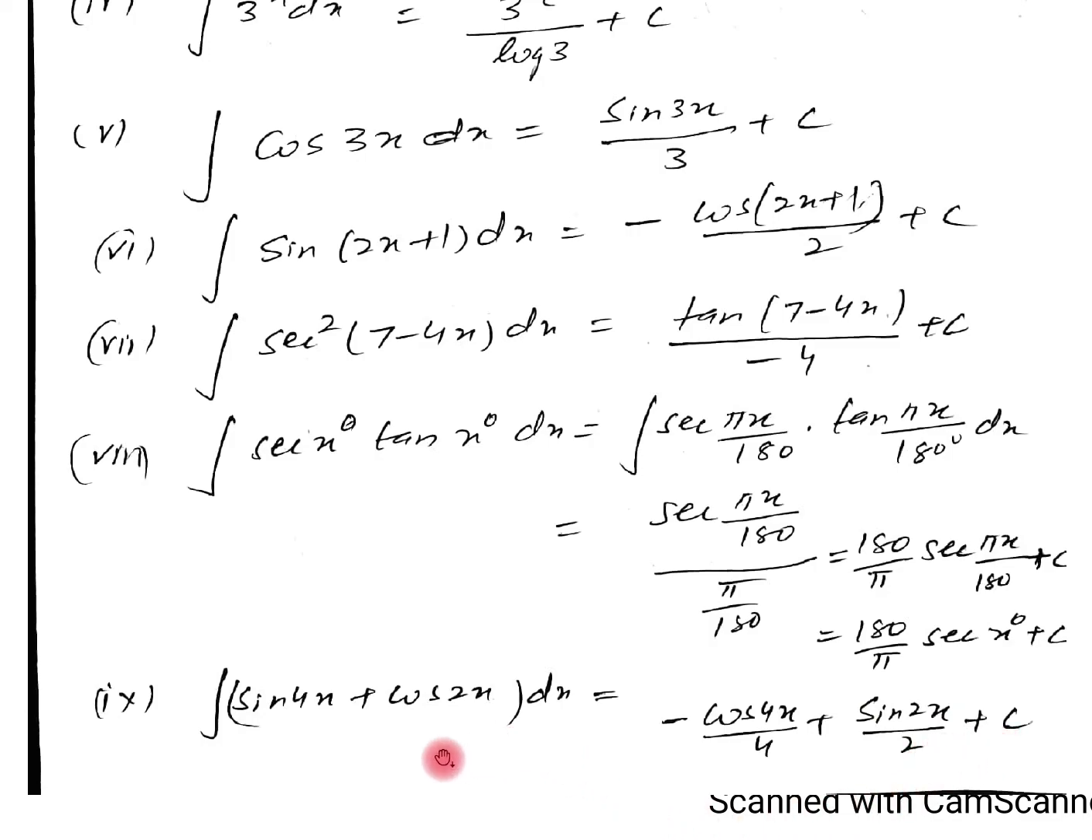See it again. Now it is the sum of two functions. First we can separate them, then we can easily integrate them. Now the integral of sin 4x is minus cos 4x upon 4, plus the integral of cos 2x is sin 2x upon 2 plus c.